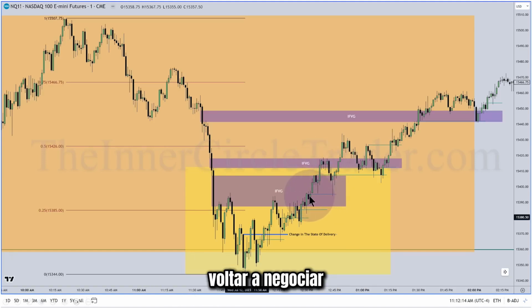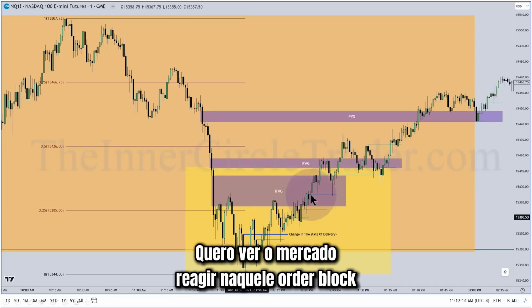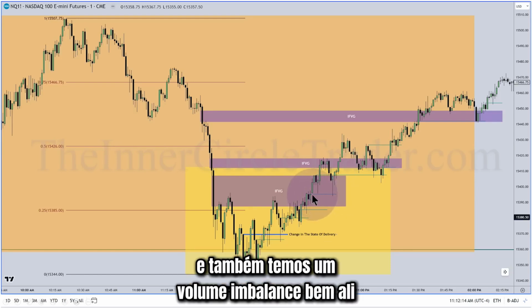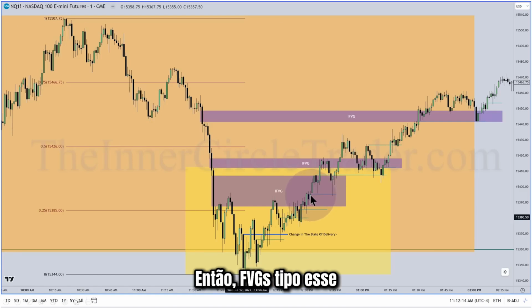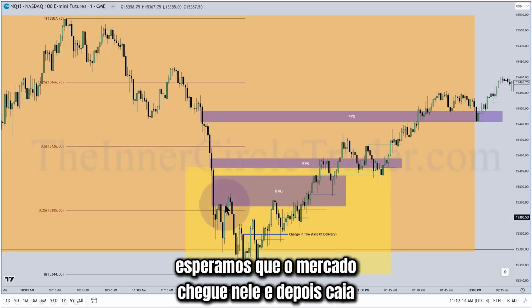What's it going to do? Trade back into this order block and take out that short-term low for sell stops. I want to see it react at that order block, and then also that it's taken out liquidity, and there's also a volume imbalance right there. So fair value gaps like this, if we're bearish, we expect it to go up there and sell off.